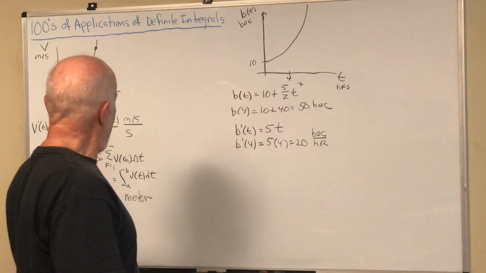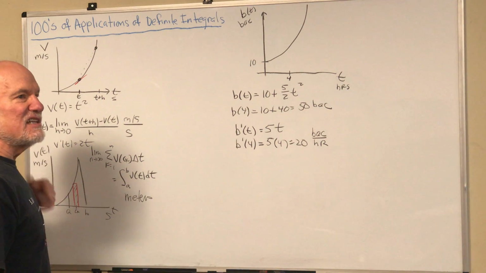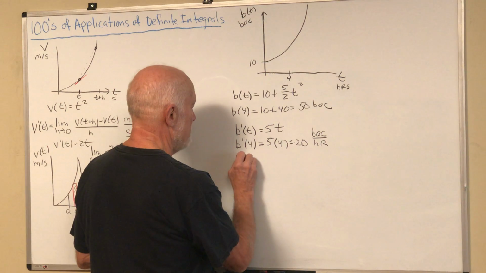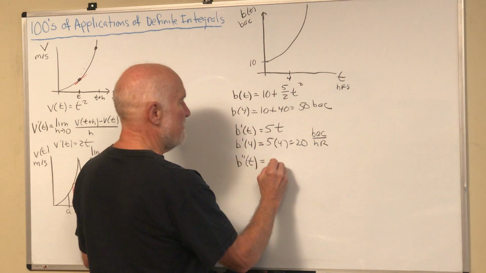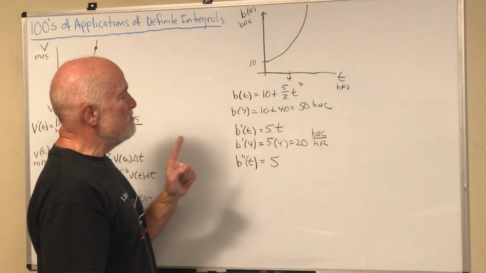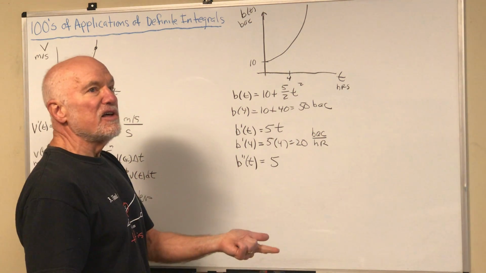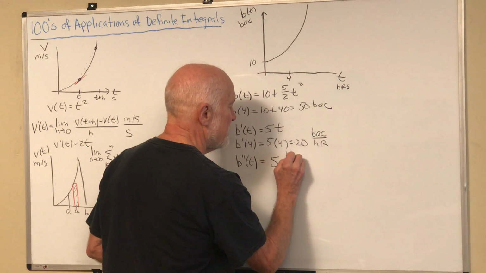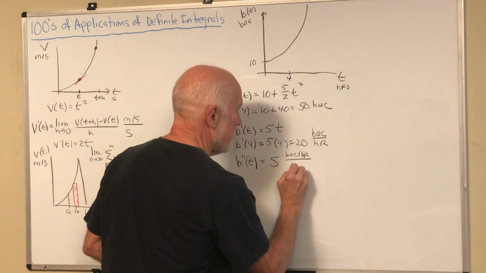But back here, when we took the second derivative of the velocity, it didn't seem to have much value. How about this time? What if I take B double prime of t? Now I get 5. Now what are the units going to be? Because B prime of t is in bacteria per hour, and t is still the independent variable, you're going to get bacteria per hour per hour.